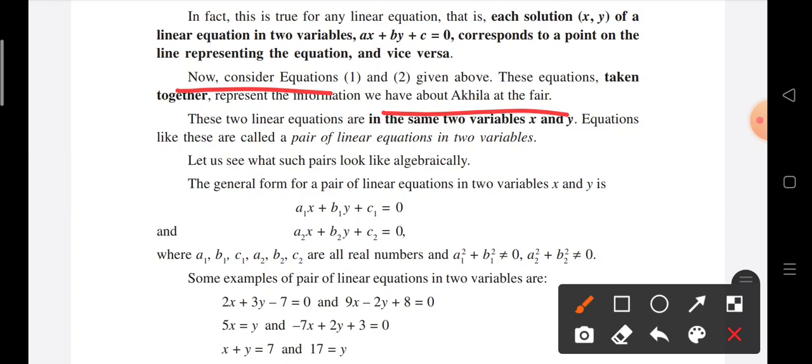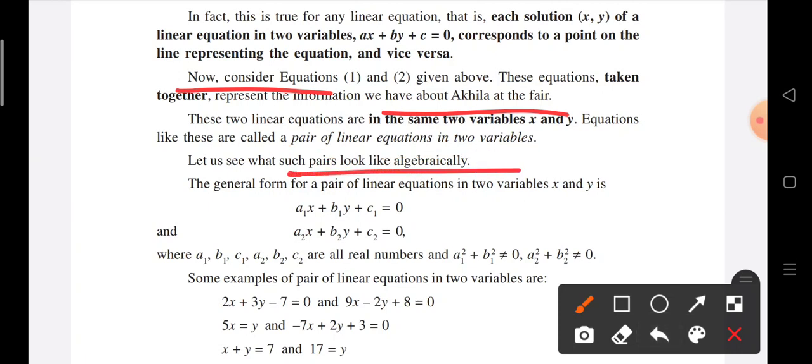In these two equations, which variables were there? x and y were the variables. Equations like these are called a pair of linear equations in two variables. Let us see what such a pair looks like algebraically.